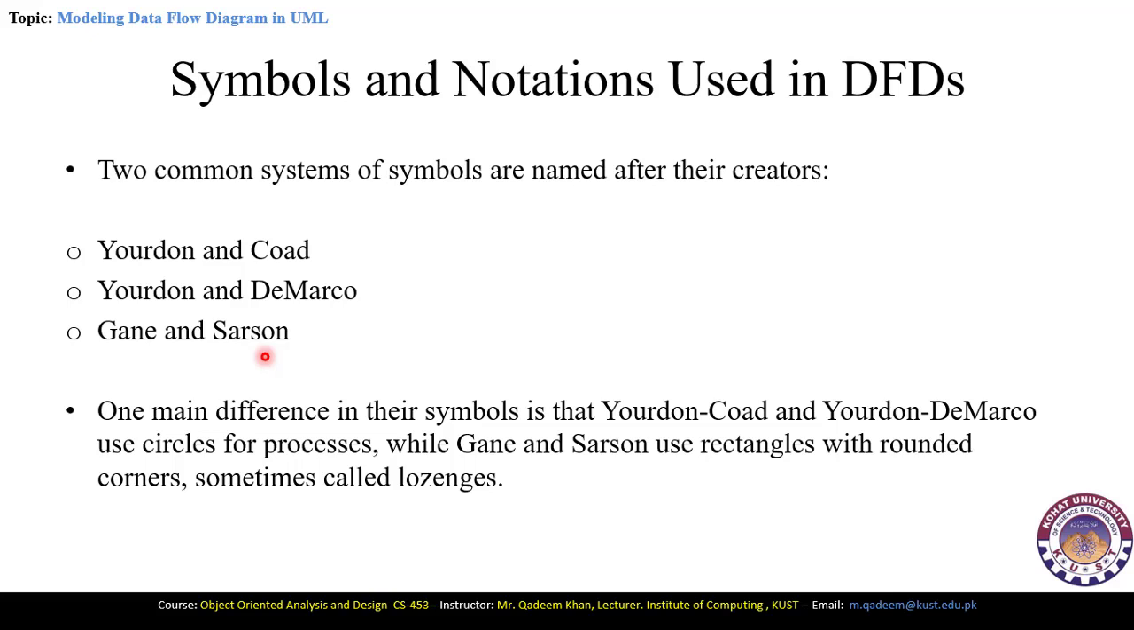The only difference in the symbols is that Yourdon and Coad and Yourdon and DeMarco use a circle for the process, while Gane and Sarson use rectangles with rounded corners. And these are also called lozenges. So here we will show you both standards.